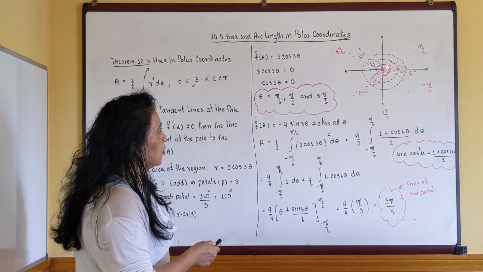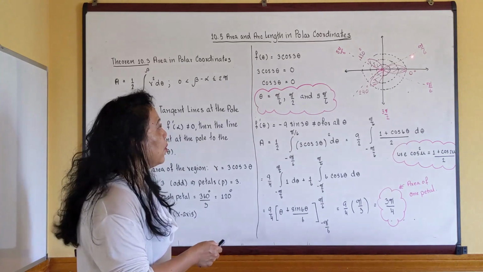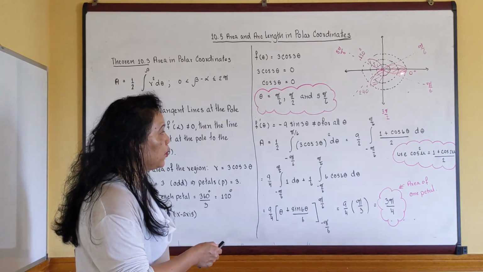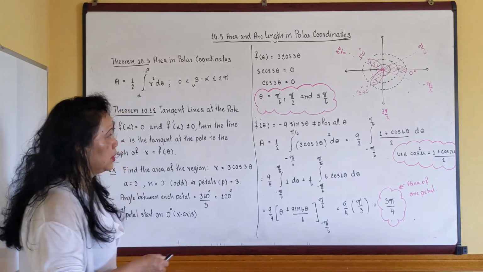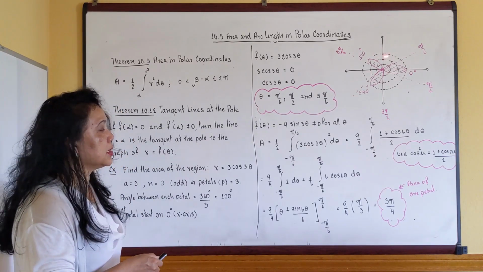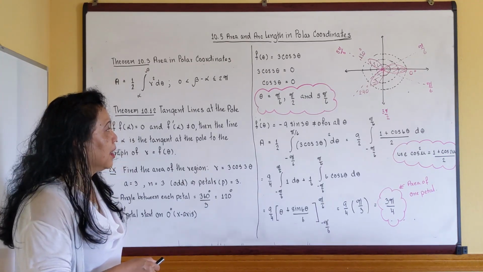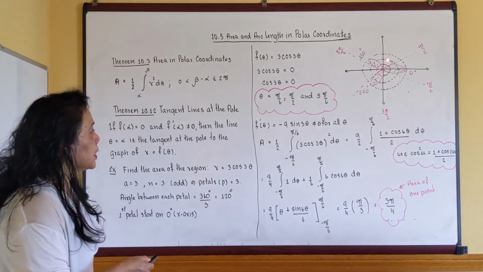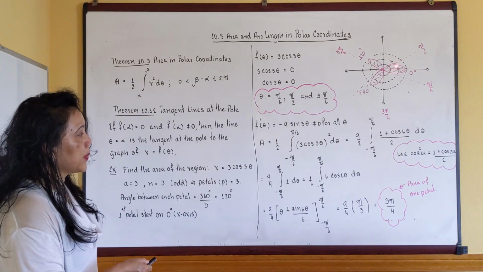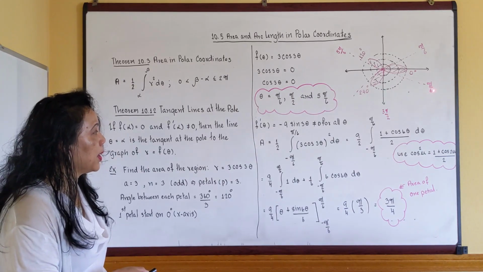Some people might do half a petal, which means from 0 to pi over 6. Once you get that area, you know the full petal will be double that. That's okay too, however you're comfortable. But make sure it's clear to me which petal you pick, half or the whole thing, and draw the picture and shade the area for me. In this case, I pick the first petal here, from negative pi over 6 to pi over 6.